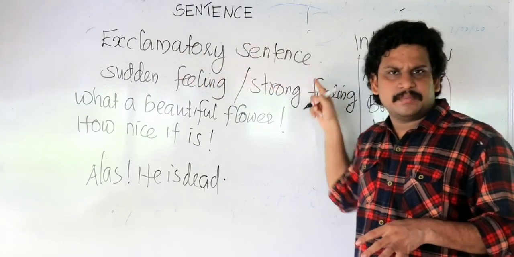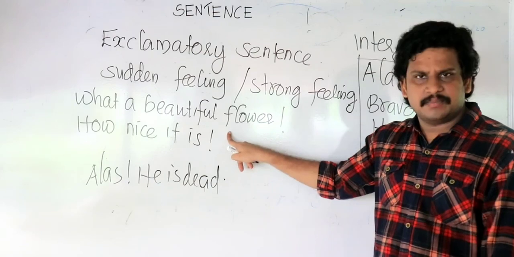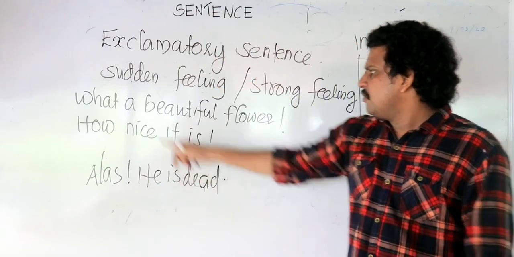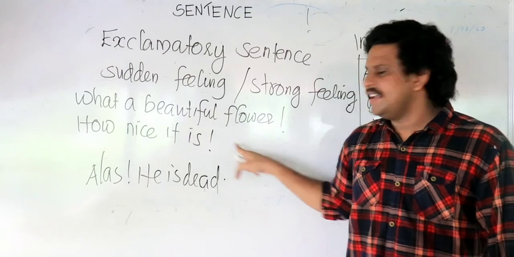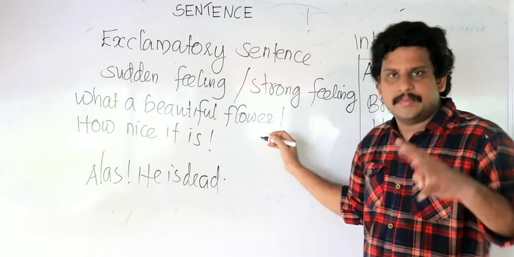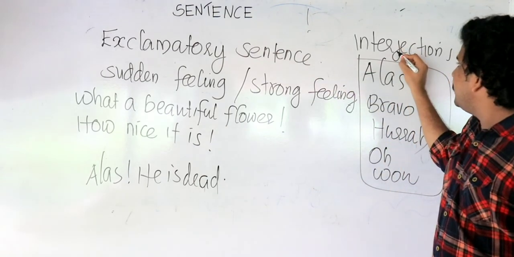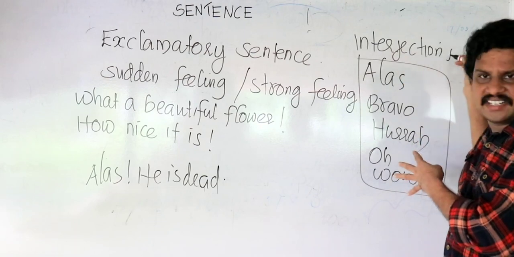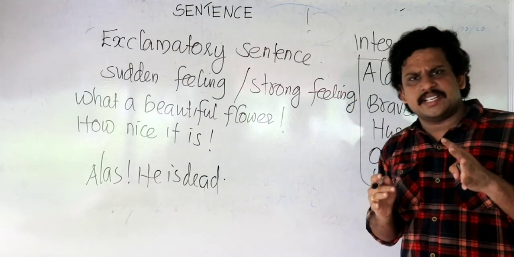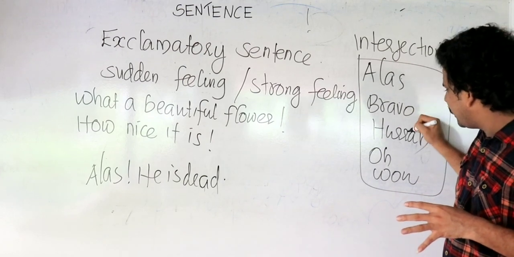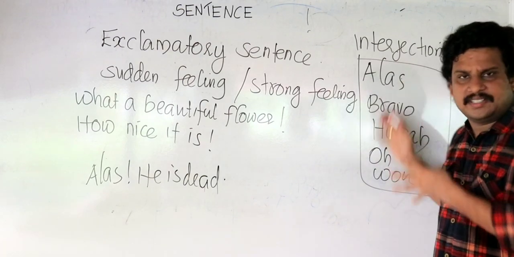This one has an exclamation mark. Identification is very simple, exclamation mark. Interrogative sentence, question mark. This one is exclamation mark. What a beautiful flower, how nice it is. It begins with what, how, and ends with the exclamation mark. This one is called interjections. You are familiar with these expressions. Interjections. In Malayalam it is called Vyakshepakam. Alas, bravo, hooray, oh, wow, these words.